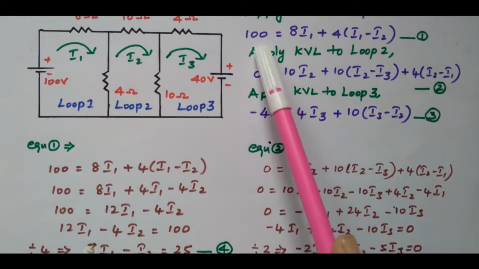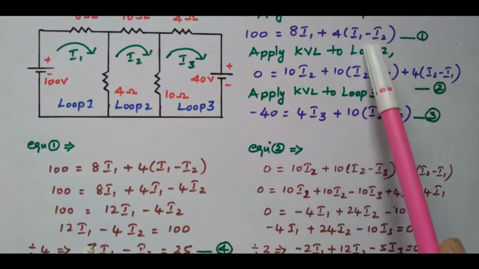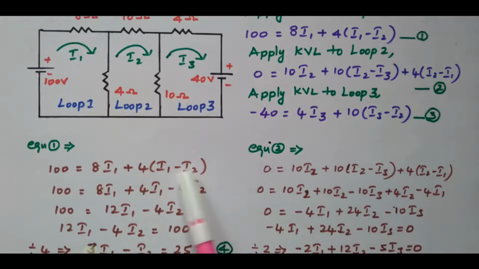This first equation is 100 equals 8I1 plus 4 into I1 minus I2. So it is written here. First equation. Now we will simplify this. 100 equals 8I1, and this 4 is multiplied inside: 4I1 minus 4I2. So 100 equals 8I1 and 4I1. I1 is available 2 times: 8I1 plus 4I1 is 12I1. Then minus 4I2. We will rewrite this. So that 12I1 minus 4I2 equals 100. The right hand side and left hand side terms are interchanged.